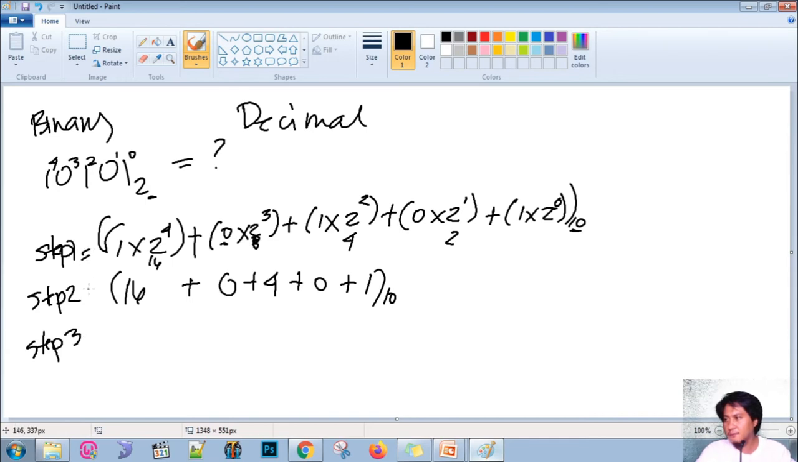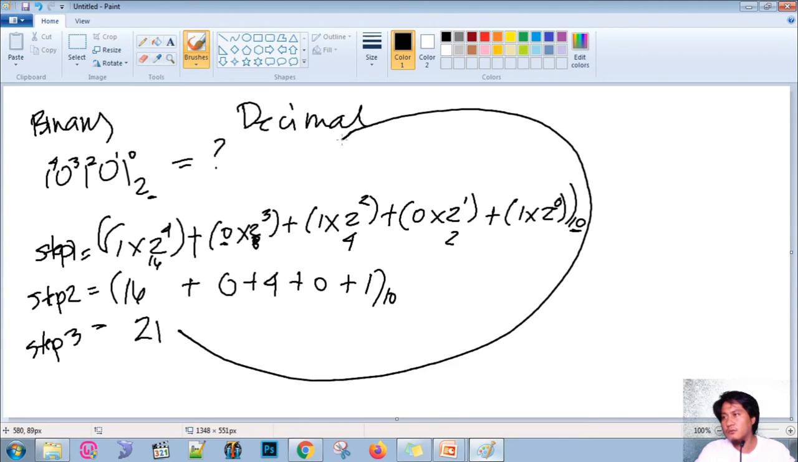Step 3. In step 3, we will now sum these numbers: the 16, the 0, the 4, the 0, and the 1. So 16 plus 0 equals 16, plus 4 equals 20, plus 0 equals 20, plus 1 equals 21. Therefore, the binary 10101 is equivalent to 21 in decimal. That is how we convert numbers from binary to decimal.